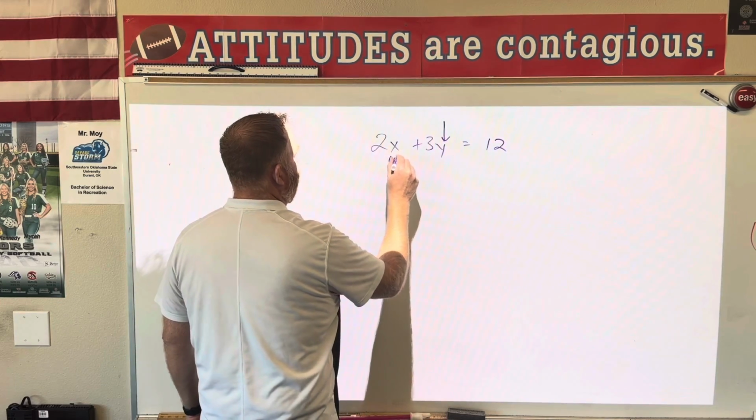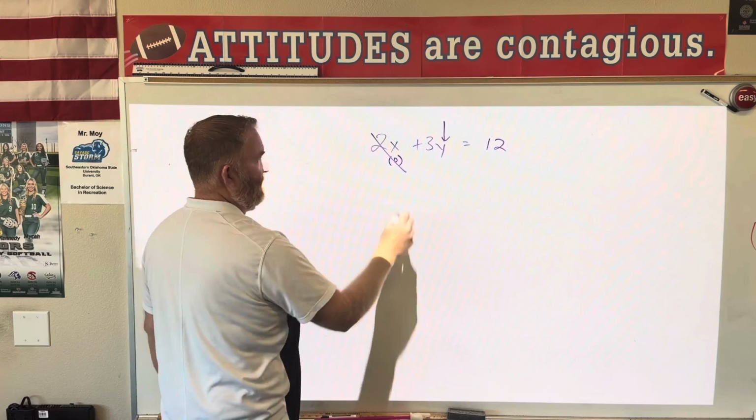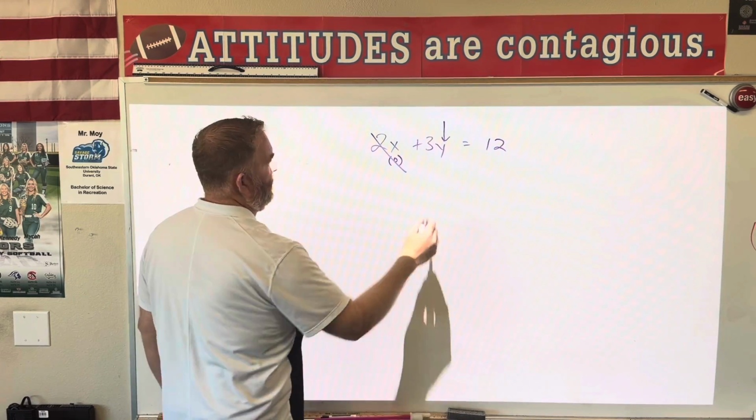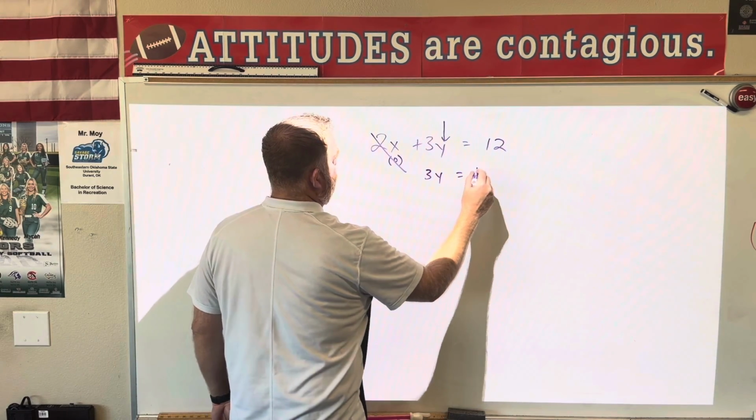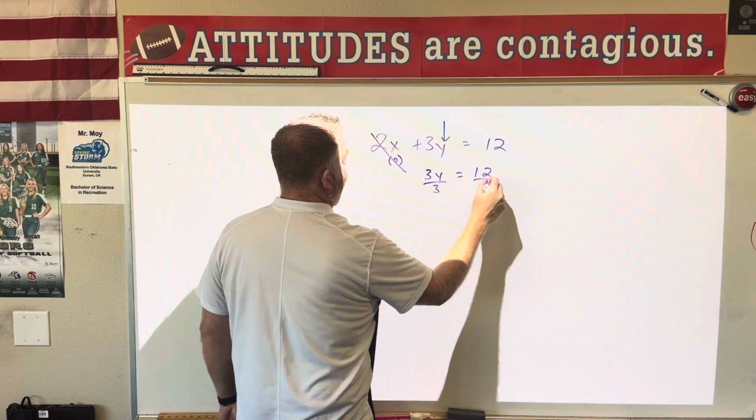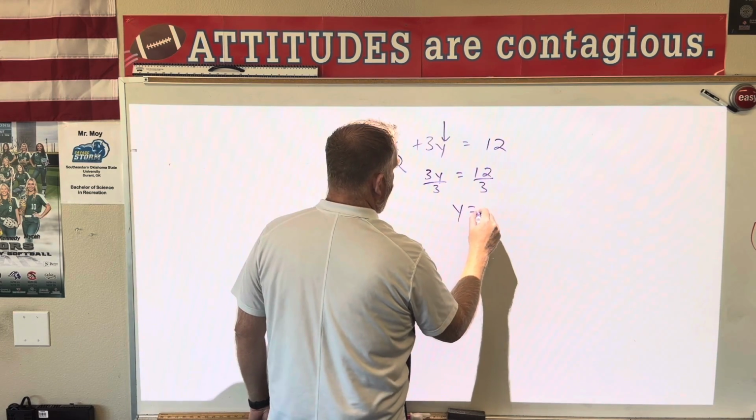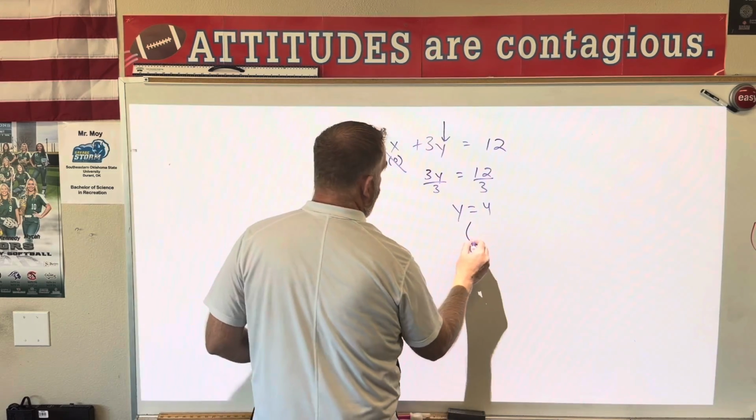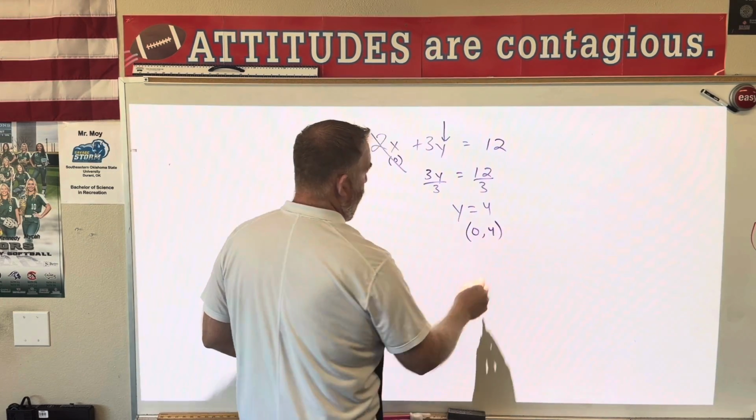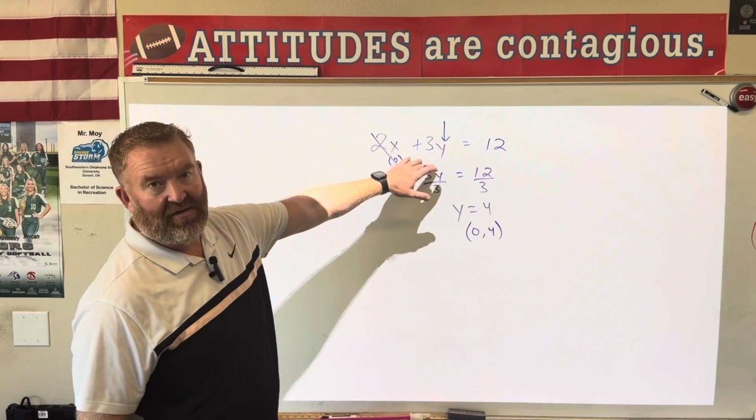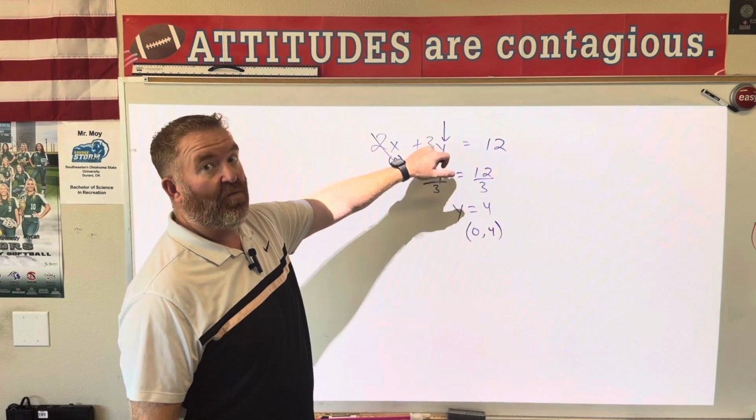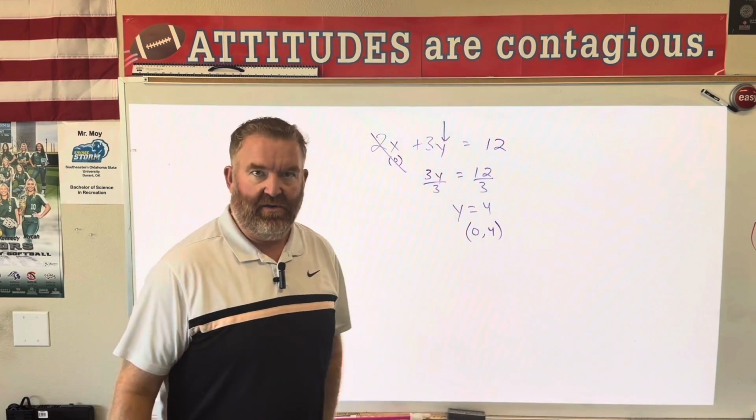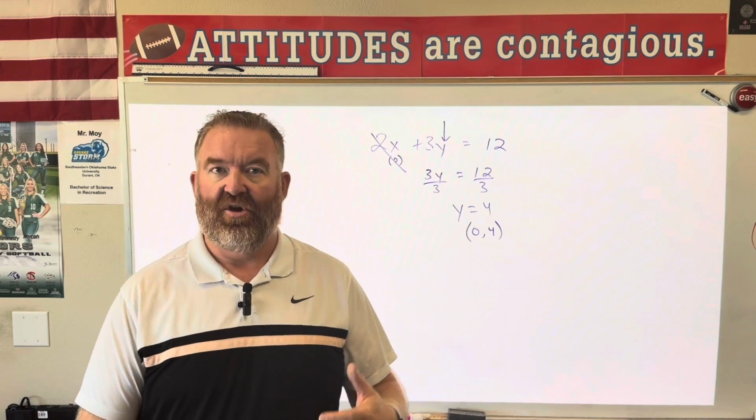I'm going to make this one a 0. What's 2 times 0? 0. It cancels out. So I'm left with 3y equals 12. Divide by 3, divide by 3. Y equals 4. So there's my y-intercept. So your answer would actually be 0, 4. Okay. If they wanted the x-intercept, you would make the y 0 and do the exact same thing, okay? If you need to, go back and watch that again.